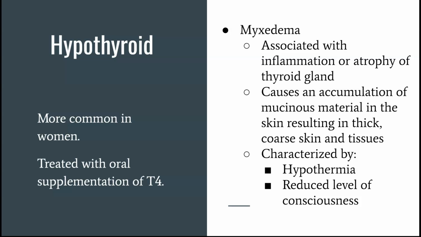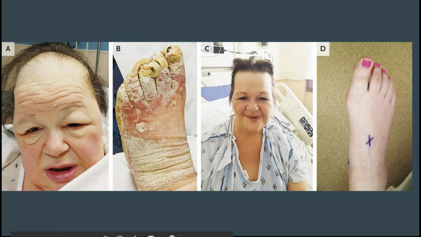Undiagnosed or poorly managed hypothyroid can lead to what's called myxedema coma. Super, super rare. It may not ever be seen in your career, but it basically causes an accumulation of really thick mucus-like material in the skin. The skin becomes very thick. Hair starts falling out. The patient's extremely hypothermic. They'll have an altered level of consciousness.